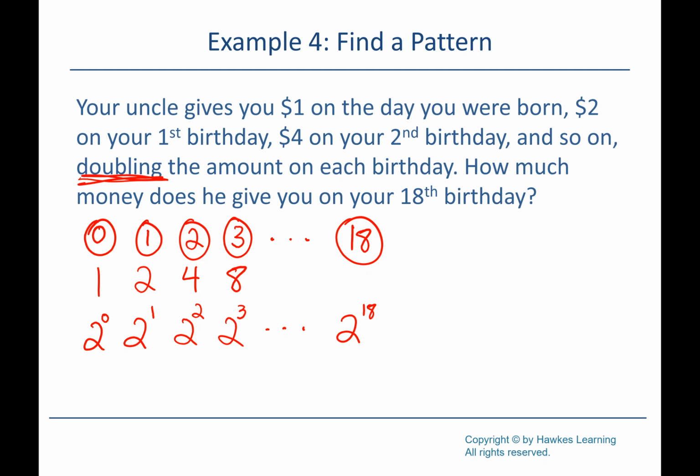So another way you can do it is do it with the exponent. Right? So you can do 2 to the 18th power, and then somebody had it. What'd you get? Yeah, that's it. So on our 18th birthday, we get $262,144.